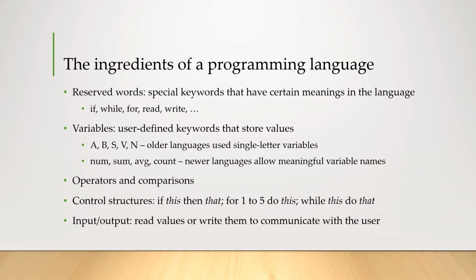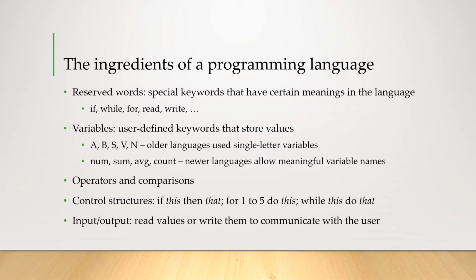Look at how the programming language uses variables. Variables are user-defined keywords that store values. So some of the older languages only used single-letter variables, A, B, S, V, N. Newer languages allow meaningful variable names like num for number, sum, AVG for average, count for counting through the loop. Look for operators and comparisons. How does it do math? How does it compare values?